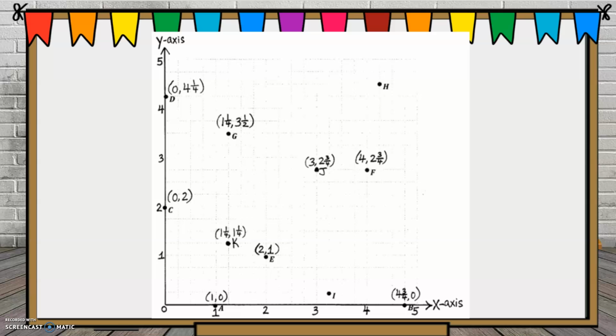Here are the answers. So the coordinate for D was 0, 4 1/4. The coordinate for F was 4, 2 3/4. The coordinate for G was 1 1/4, 3 1/2. The coordinate for J is 3, 2 3/4.